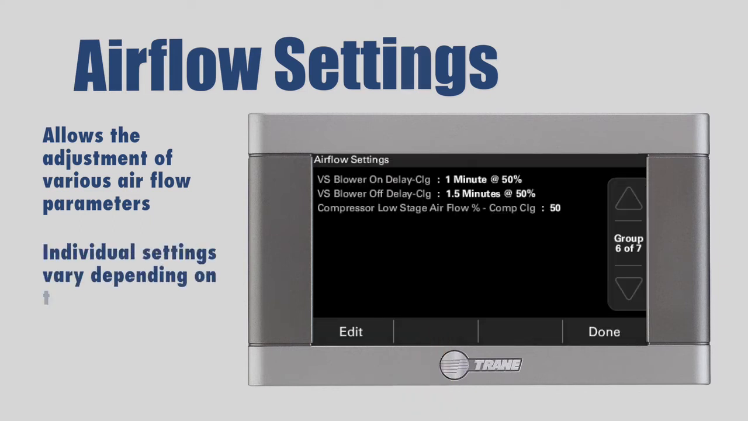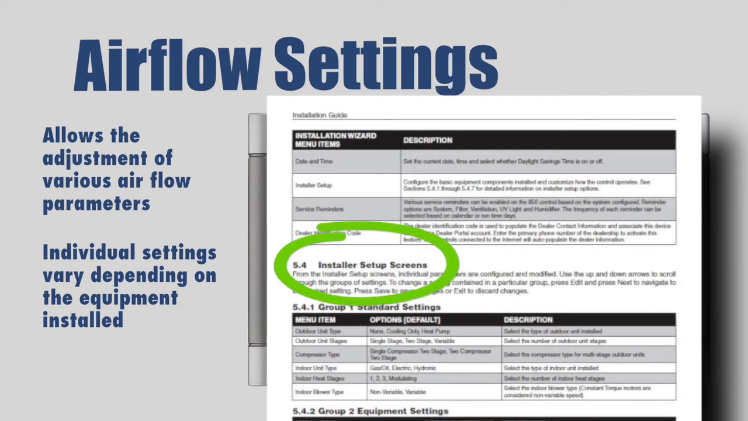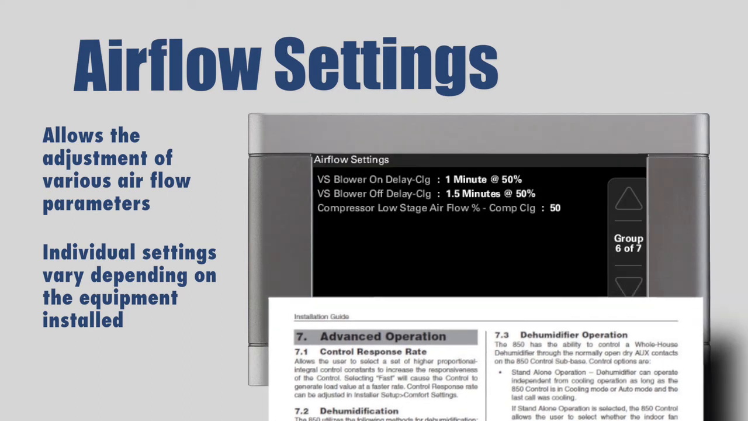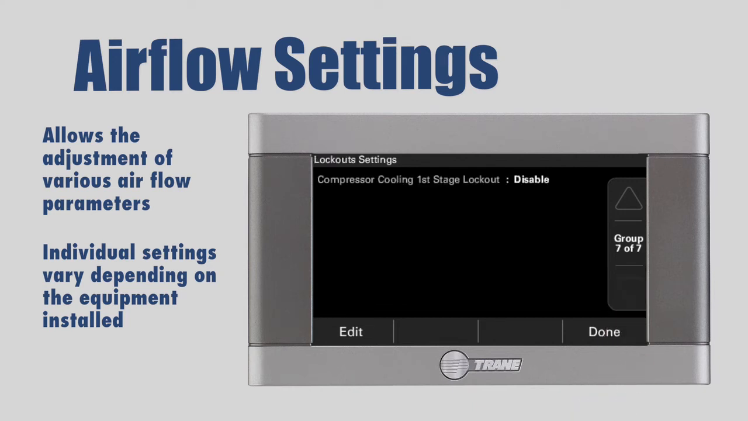Individual settings in this group, as in other groups, vary depending on the type of equipment installed. For a listing of all possible settings, please refer to the Installer Setup Screens section of the Installer's Guide. And for in-depth descriptions of each of these settings, please refer to the Advanced Operations section of the Controls Installer's Guide. When all changes have been made and applied, press the down arrow to move to Group 7. If an outdoor temperature sensor is not installed, Group 7 will not be visible.